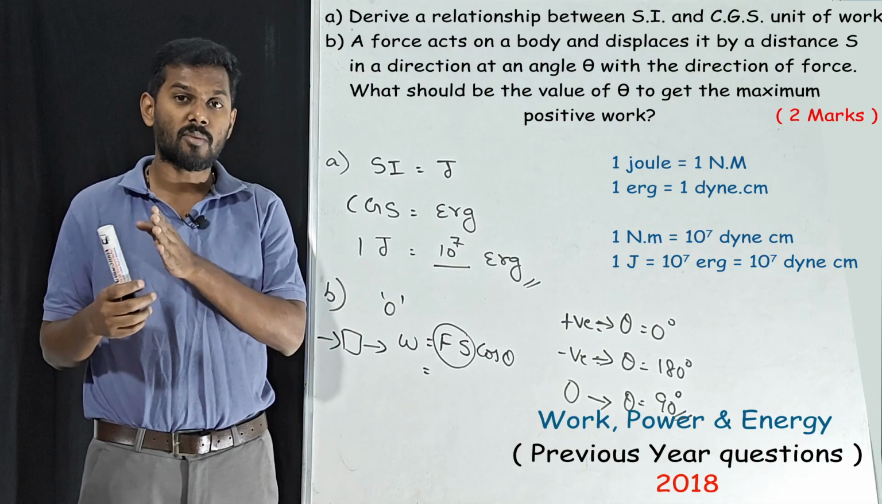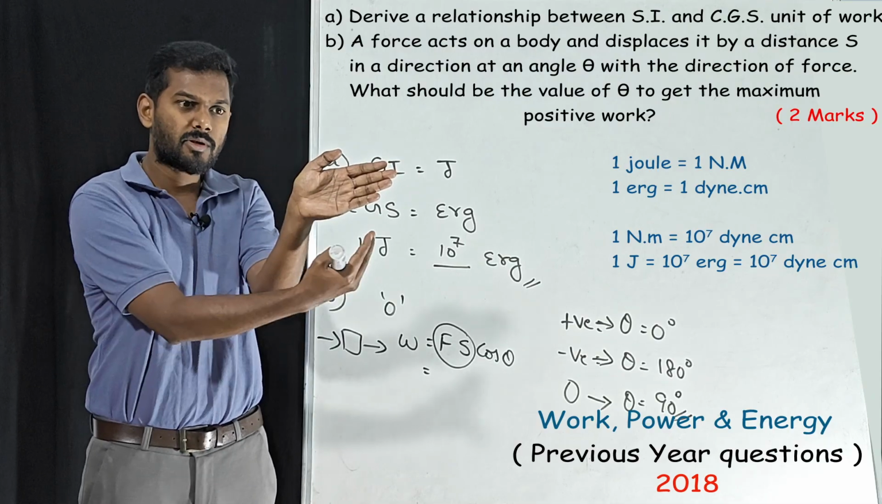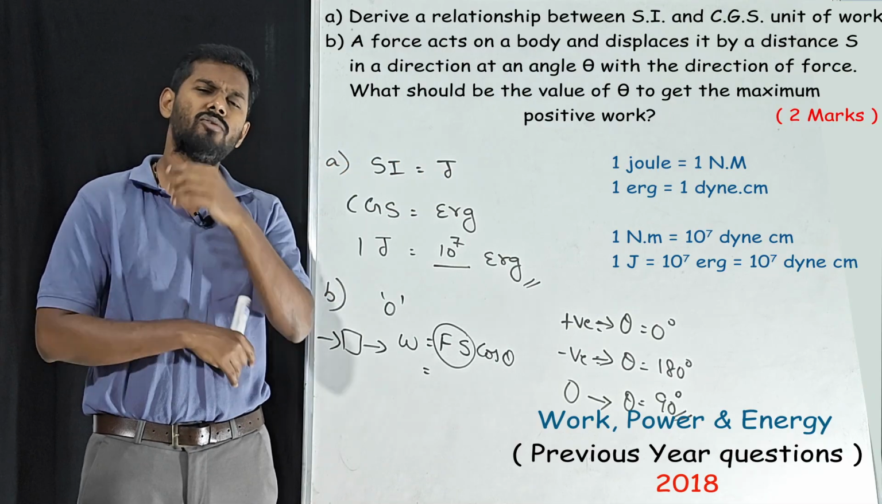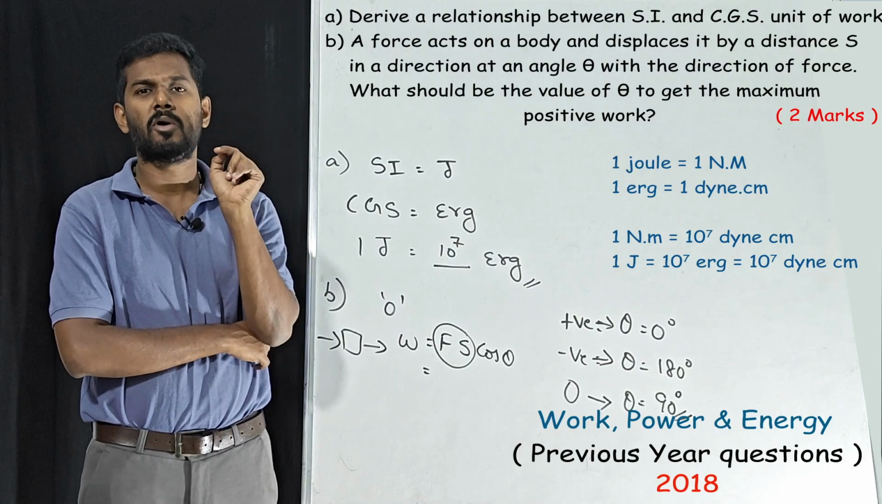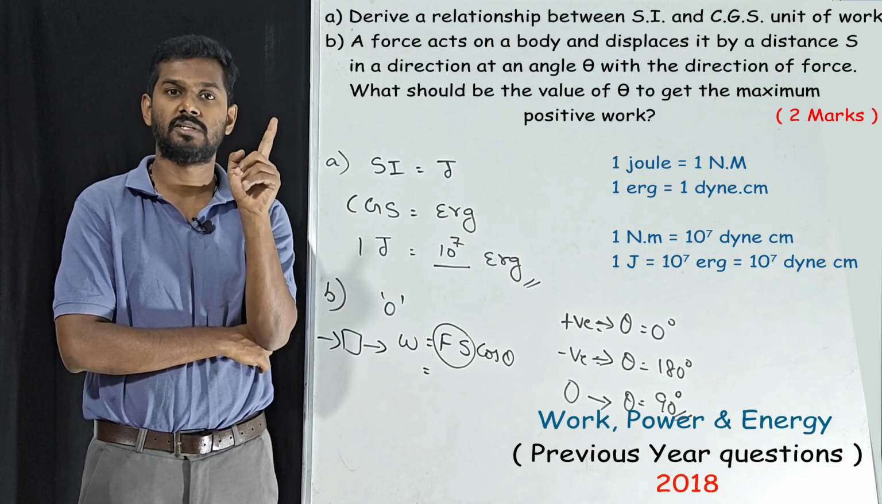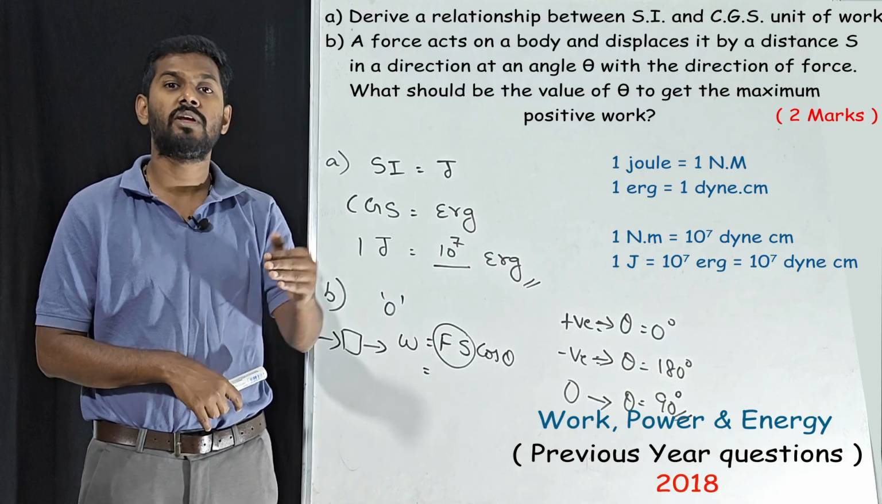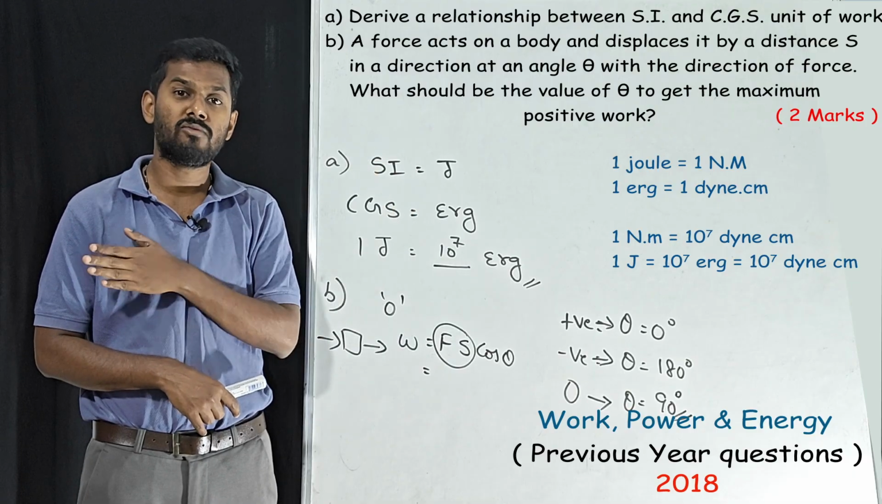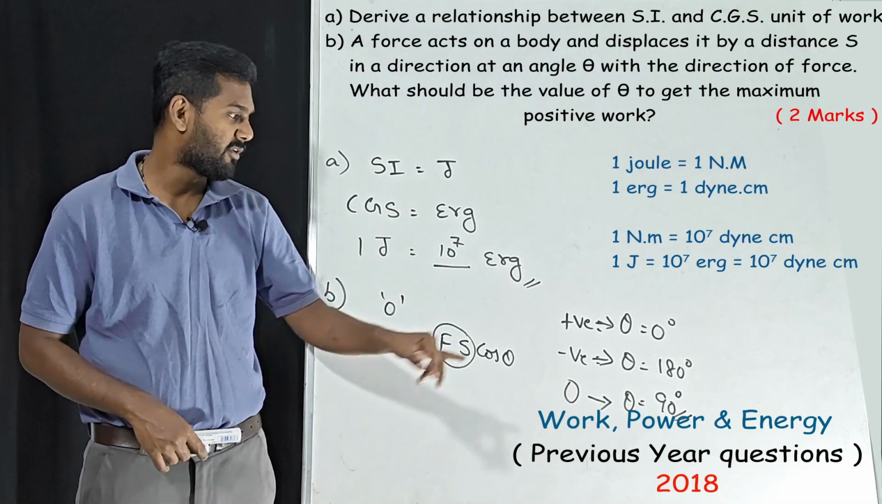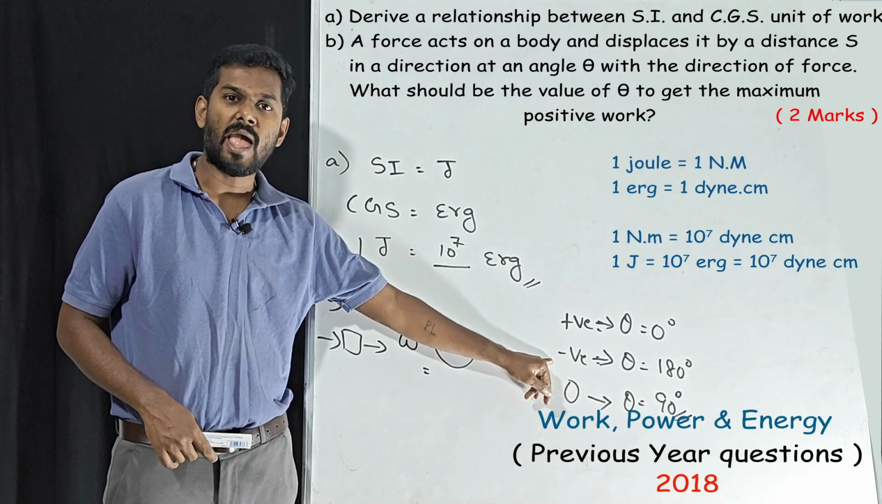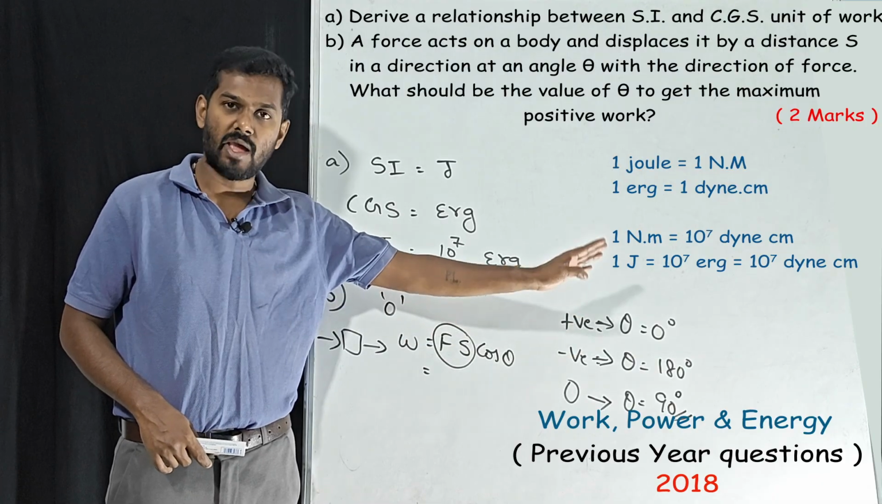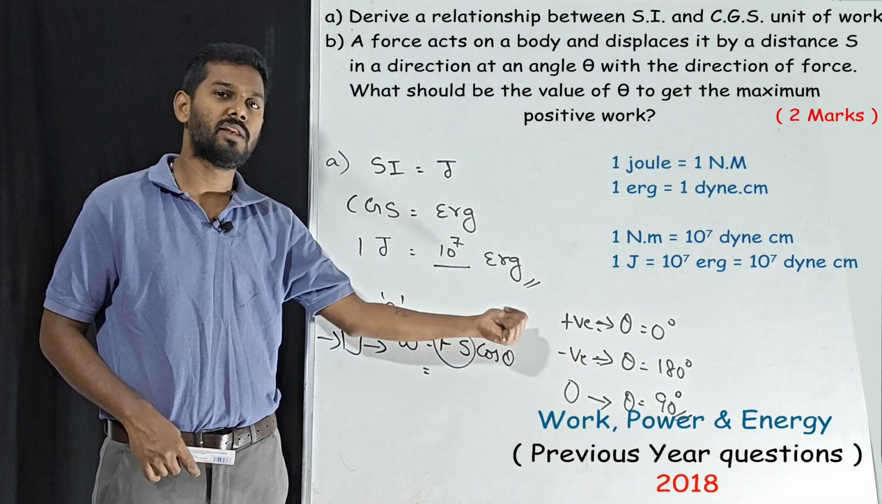What do you mean by that? The object is moving in this direction, but the force is applied in this direction. How is this possible? This is only possible when we talk about friction. Friction is always opposite to the direction of movement of an object. Keep that in mind. Whenever they talk about friction, the angle will be 180 degree. If the angle is 180 degree, work done will be negative.